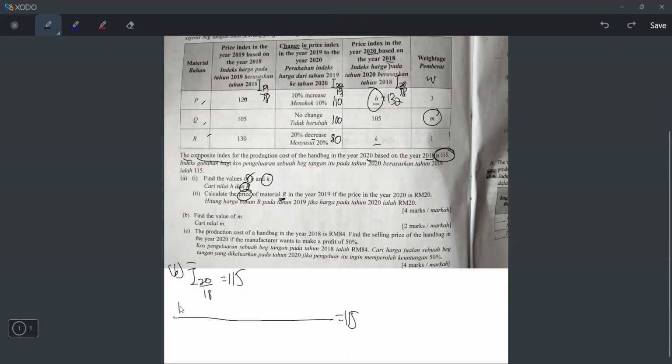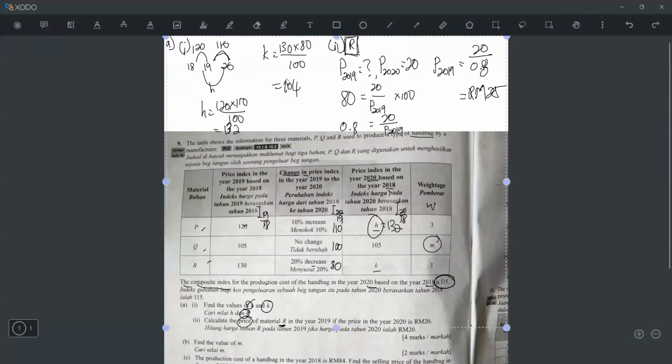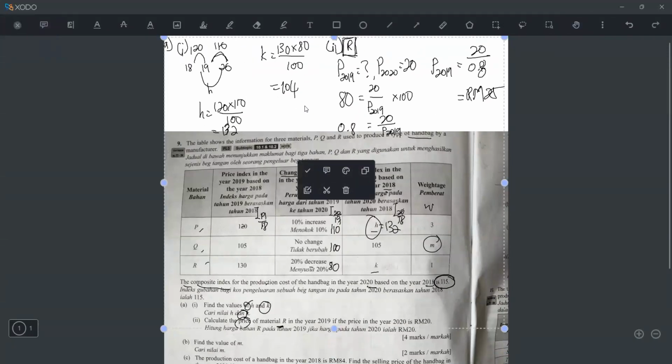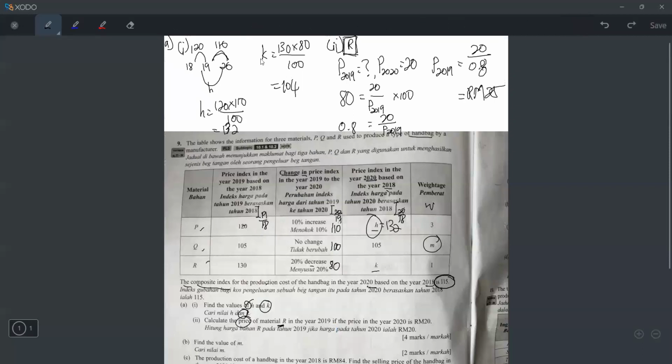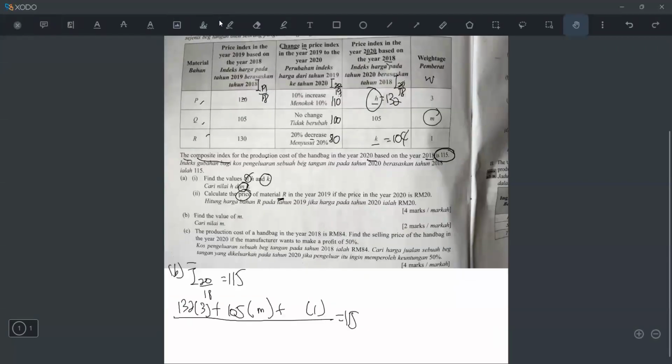So 132 times 3, plus 105 times M, and 104 times 1. K times 1. So do I know the K? Actually, yes, I know the K. Because when you did A just now, remember you already found the values of H and K. So if you scroll up, the K is 104. So it means I can write 104 here.